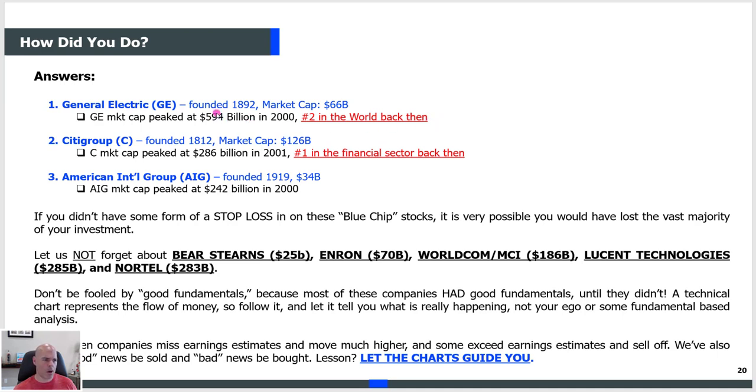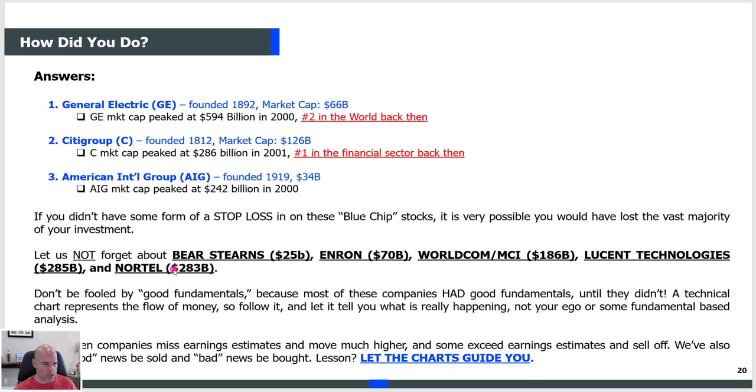$594 billion market cap in 2000. I know in today's world that doesn't sound big, but in 2000 that was massive. Okay? Citigroup, 2001 was number one in the financial sector back then. Number one. AIG, $242 billion market cap back in 2000. Now, GE, $66 billion. Citigroup, $126 billion. They've got a little back. $34 billion AIG. And guys, I'm not even talking about Bear Stearns, Enron, WorldCom, Lucent Technologies, Nortel.